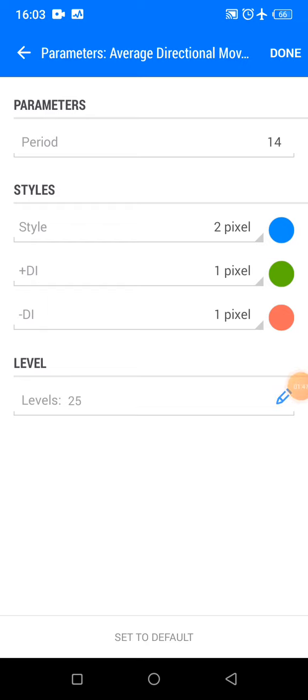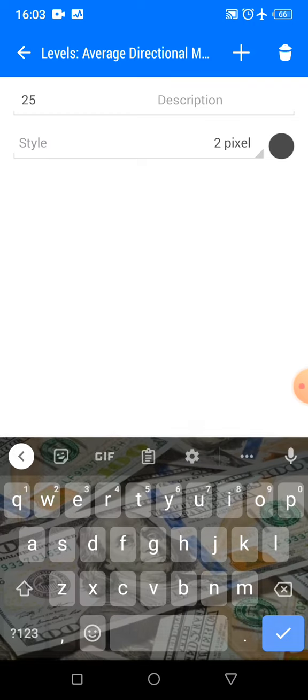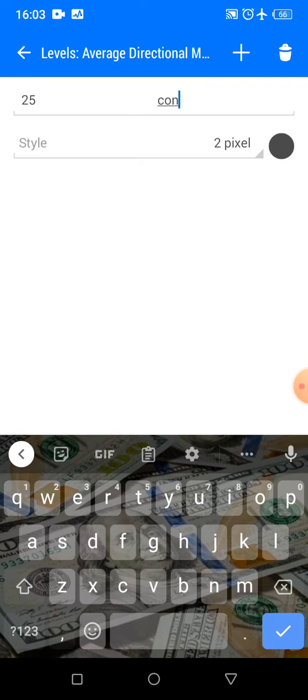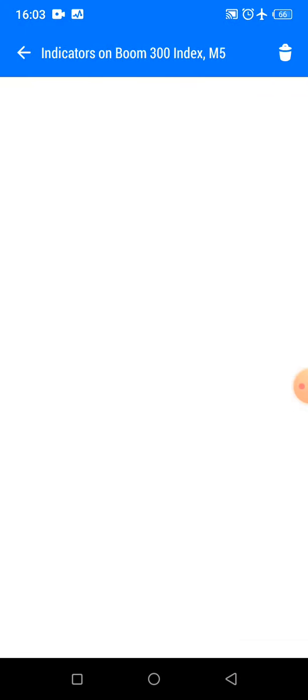Stick to the end to know exactly how to use this to be very profitable. It's a very powerful strategy, I promise you that. For the levels, we're going to be adding level 25. Let's add a description here, say consolidation. Then style 2 pixels, then choose a darker color.